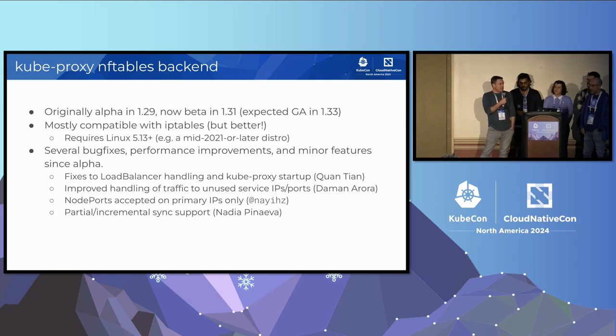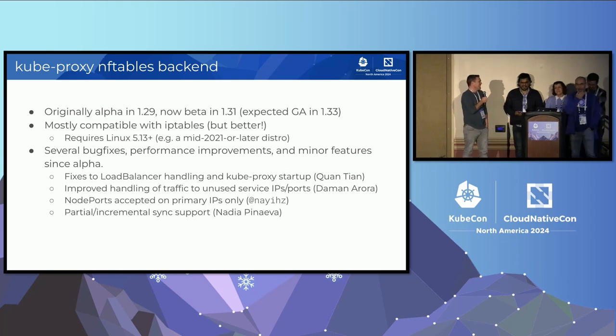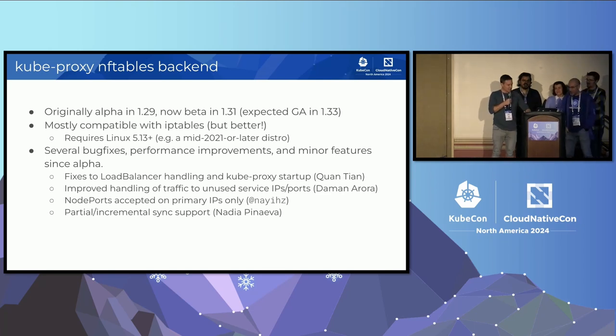We've made a bunch of changes since last year. This lists some of them, that various contributors have done. One of the big ones is incremental sync support. When we first put the nftables proxy out, we were like, oh yeah, it's nftables, it will be faster, but it was actually slower. Now we've done some optimizations, and so you should try it out.